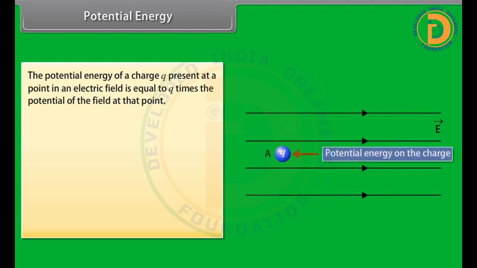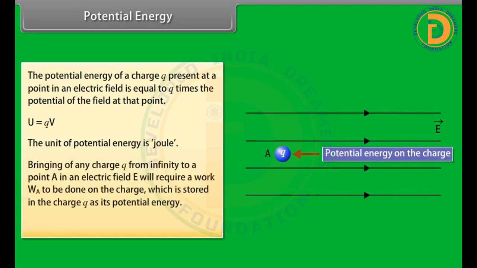Potential energy. The potential energy of a charge Q present at a point in an electric field is equal to Q times the potential of the field at that point. U is equal to QV. The unit of potential energy is joule. Bringing of any charge Q from infinity to a point A in an electric field E will require a work W_A to be done on the charge, which is stored in the charge Q as its potential energy. U_A is equal to Q V_A.